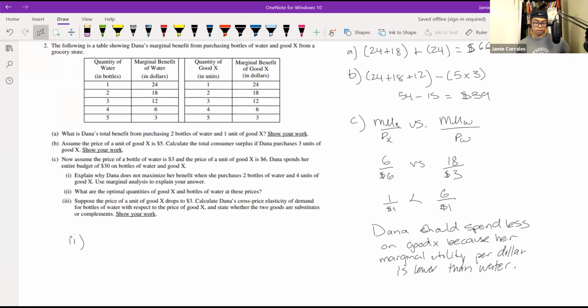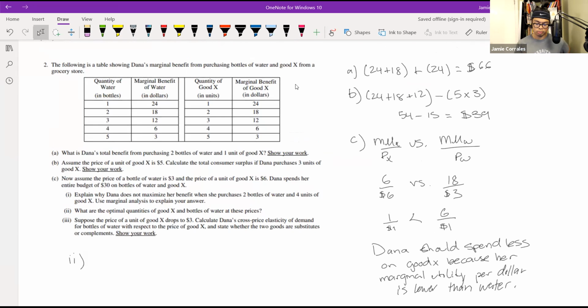What are the optimal quantities of good X and good Y? Let's actually do that. I'm going to calculate the MUX over the price of X, so I divide the marginal utility by the price. 24 divided by 6 is 4. Then 18 divided by 6 is 3, 12 divided by 6 is 2, and 6 divided by 6 is 1. Now I'm going to do the exact same thing, but for water.